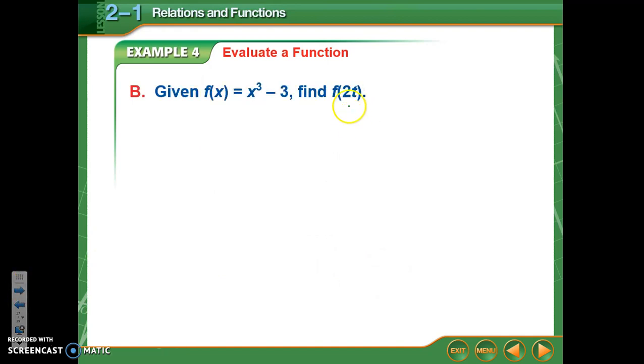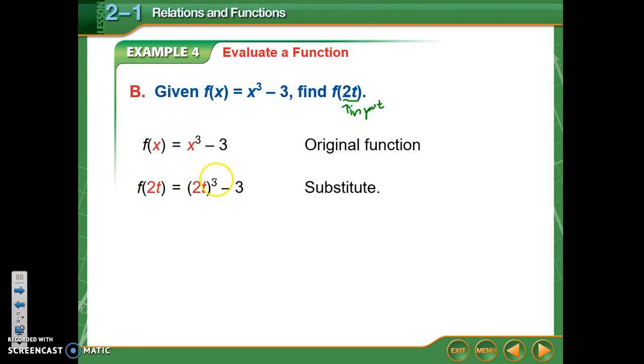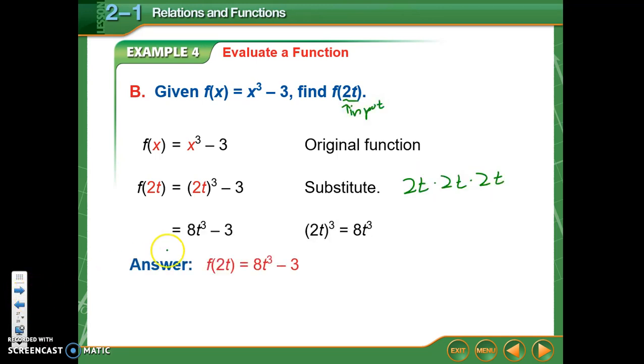All right, sometimes we can plug in something that is an algebraic expression instead of just a number. So in this case, we're going to do the same thing. We're just going to plug in 2t. So when we plug in 2t, we put it in parentheses and we cube it. 2t cubed means 2t times 2t times 2t. Because I'm multiplying it by itself 3 times, that gives me 8t cubed minus 3. And that's as far as we can simplify because we don't know what t is. So f of 2t just equals 8t cubed minus 3. Just leave it like that.